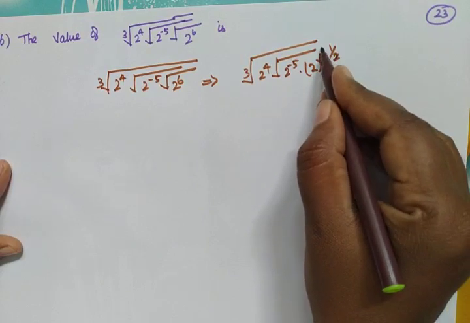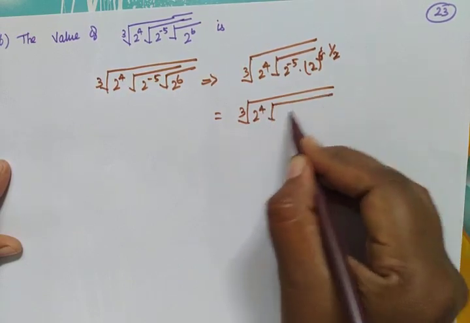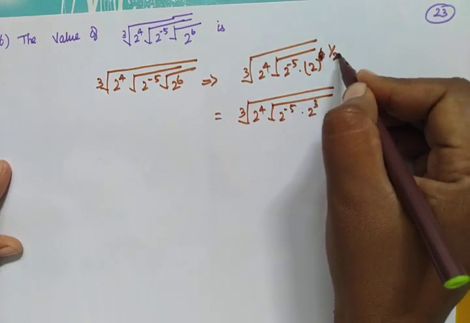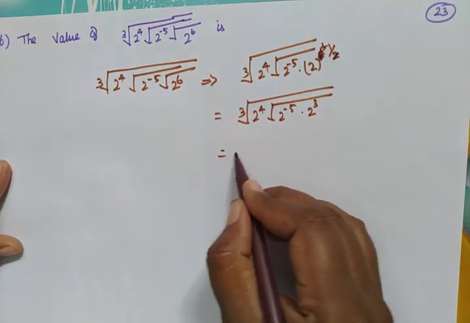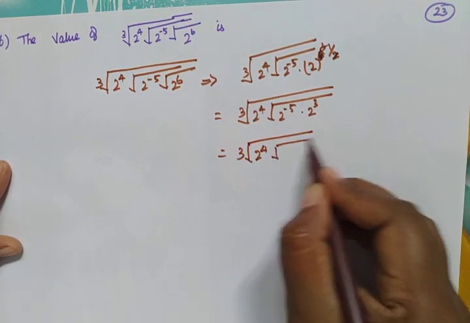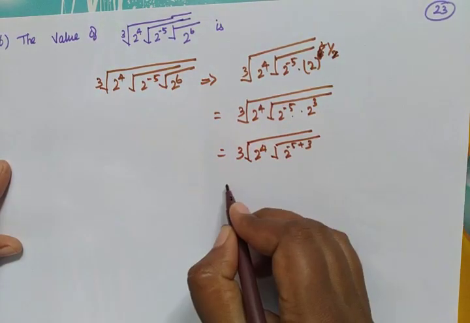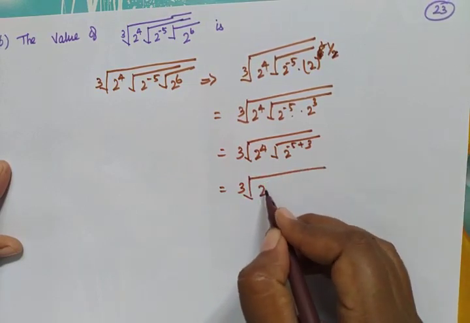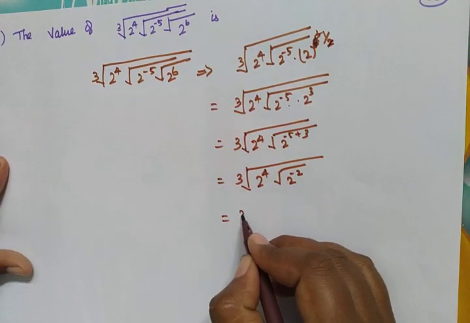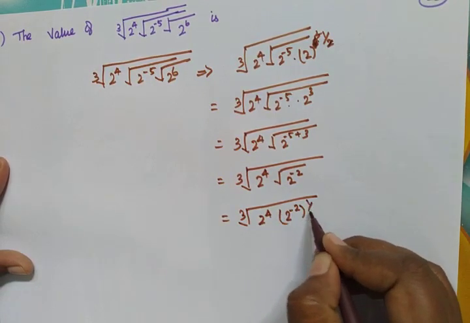Now cancel this, so that we will get 3 here. So this is equal to cube root of 2 power 4, root of 2 power minus 5 into, here we have 2 power 3, because we have cancelled the 6 by 2, so that here we have 3. So this is equal to cube root of 2 power 4, root of 2 power minus 5 plus 3. Here we have minus 5 and here it is plus 3. So it is equal to cube root of 2 power 4 square root of 2 power, here it is minus 2. So it is equal to cube root of 2 power 4, and we can write this as 2 power minus 2 into 1 by 2.